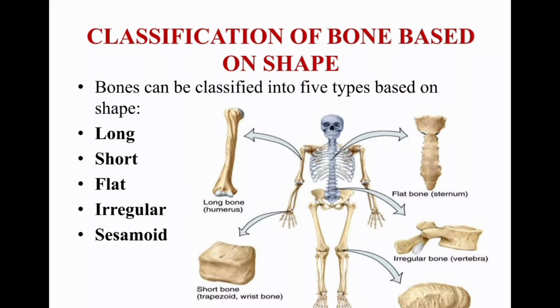Next is classification of bones based on shape. There are five types based upon shape: long, short, flat, irregular and sesamoid. Long bones are long, short bones are very short, flat bones are flat, irregular bones do not have a regular shape, and then sesamoid bones. These are the classifications of bone based upon shape.